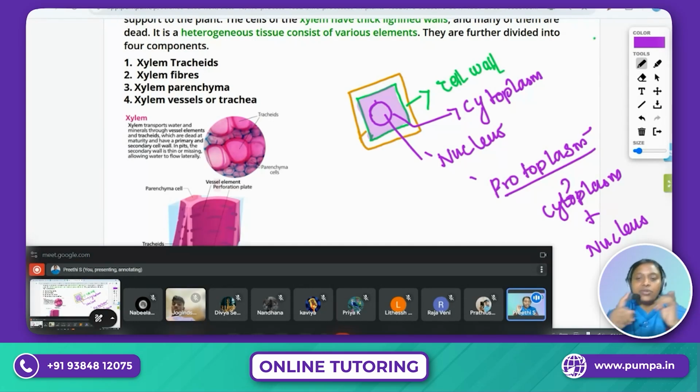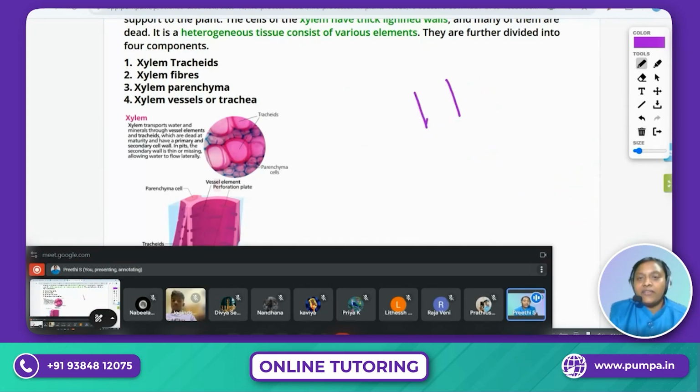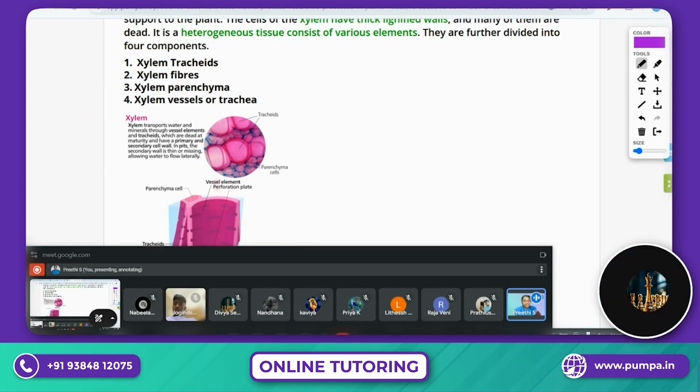A living cell should have the cytoplasm and a nucleus. If not, there will be only the cell wall. Children, if there is only the cell wall, that is called a dead cell. So, clear? Got the differences between a living cell and a dead cell?